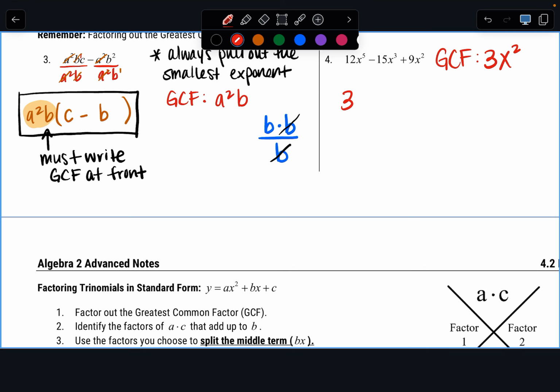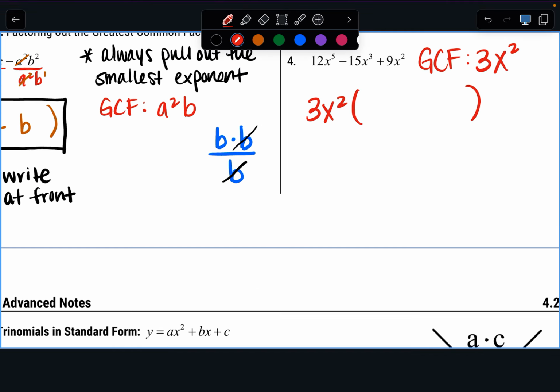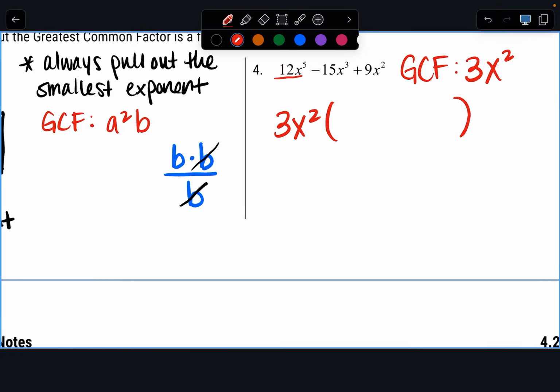So when I write my answer, there's going to be a 3x squared at the front, and I'm going to have parentheses with what would be left over when I go in and pull that 3x squared from everything. If it's helpful to you, you can always go in and write your GCF underneath each term so you can see that you're doing the simplification correctly. What is 12 divided by 3? 4. And then remember, you're subtracting the exponents from each other. So when I have x to the 5th over x to the 2, 5 minus 2 is going to leave me with x to the 3.